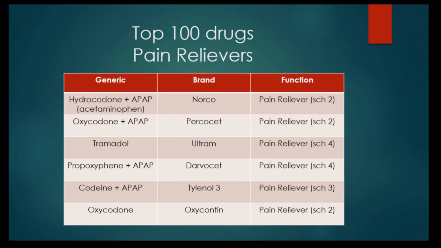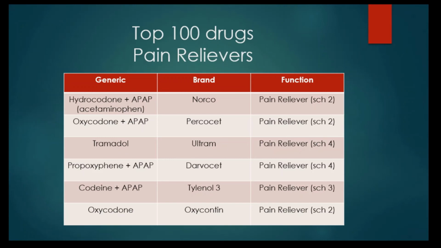Alright, we've got the pain relievers next. So drugs such as hydrocodone and acetaminophen. Acetaminophen shortened is APAP. But brand name to that is going to be Norco. That's a Schedule 2 drug. Oxycodone with acetaminophen is Percocet, another Schedule 2.